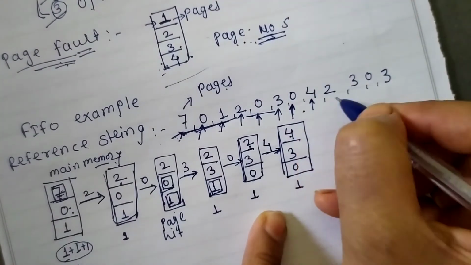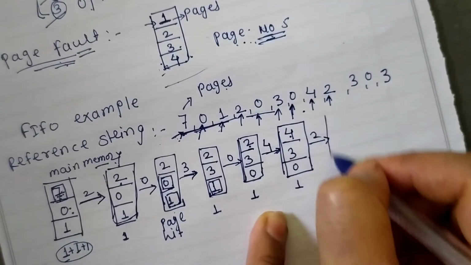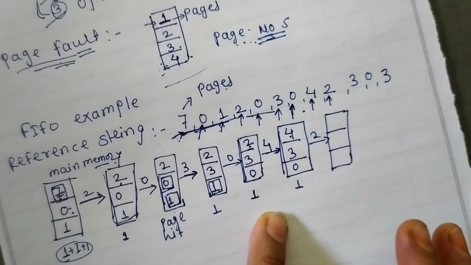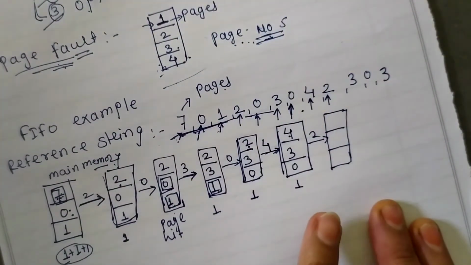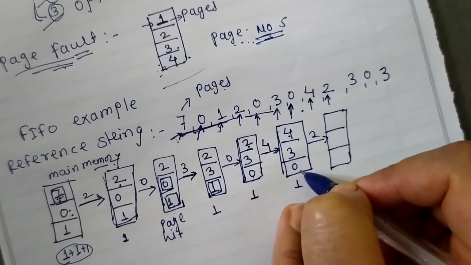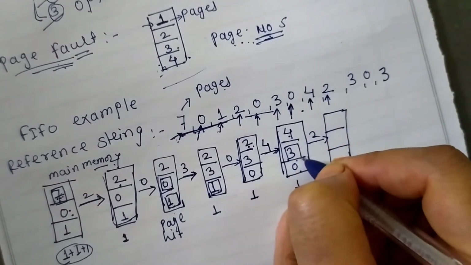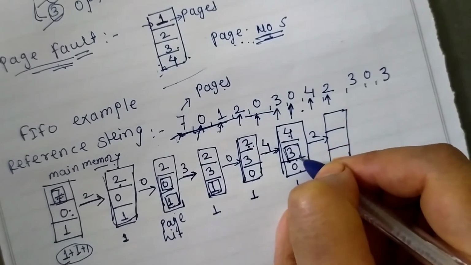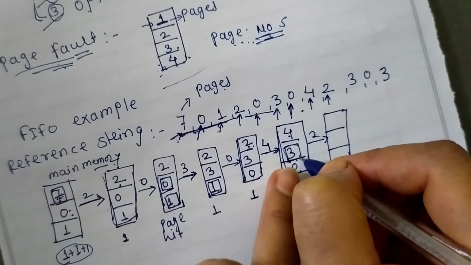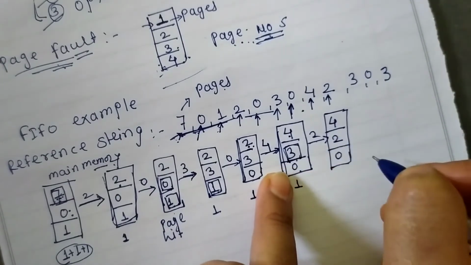Now 4 is over. Now again we have to enter 2 into the main memory. Again you have to check whether 2 is available in the main memory. If yes, then no need to replace the pages. If no, you have to replace the pages. Now see, 2 is not available in the main memory. Lastly we replaced 2 over here. Now we will replace 3 because there is no place for storing 2, and whichever we entered first has to be replaced. So here 4 as it is, 2 I will enter here and 0 I will enter here.